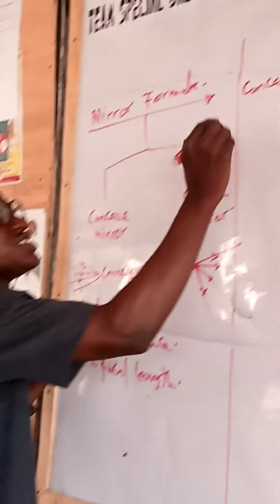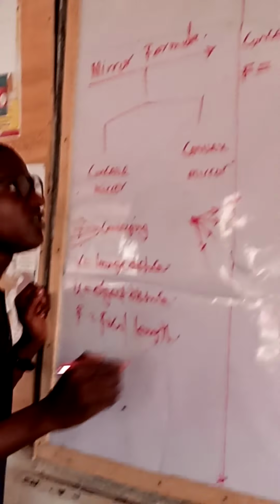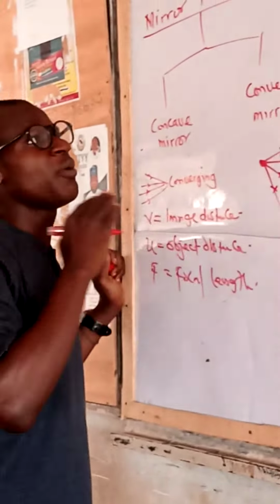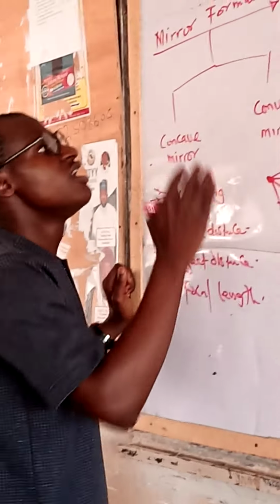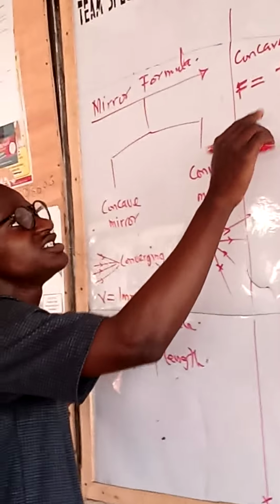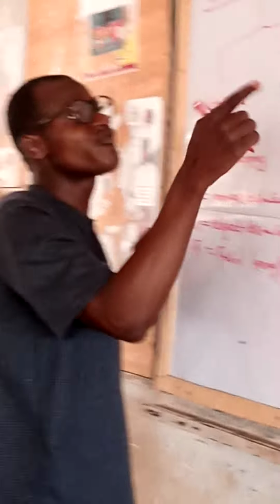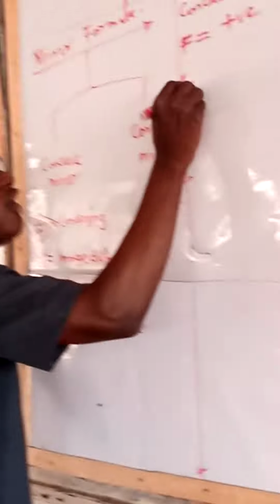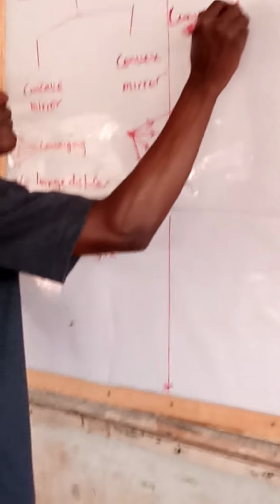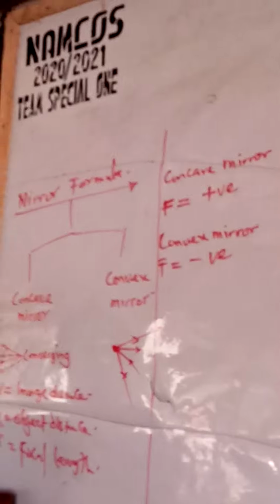if it is for concave mirror, automatically our F is positive. Concave mirror, automatically our F is positive. Now, what we use our focal length to determine is if they tell us it is concave mirror or convex mirror. If it is convex mirror, our F will be equal to negative.